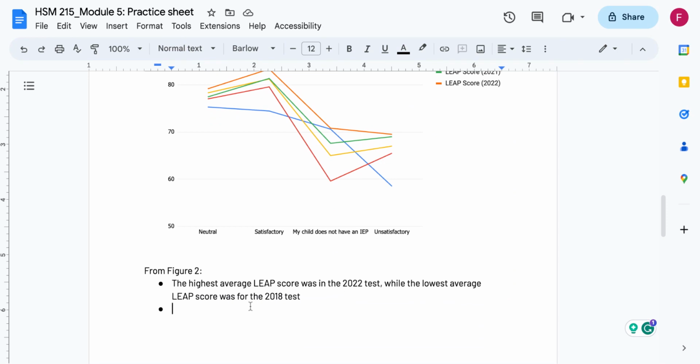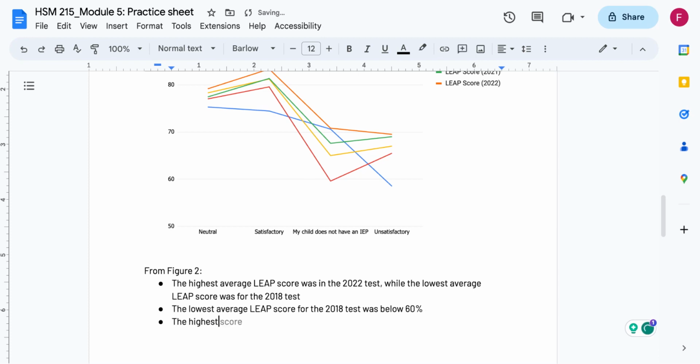So we know that the 2018 LEAP tests had the lowest average LEAP score, so the 2018 was below 60%. We can see that for it.